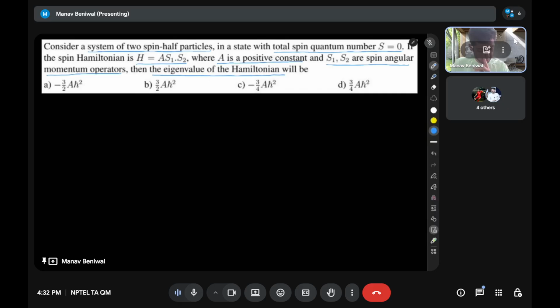First, we are given a system of two spin half particles. So we have two particles, and spin half means they have two possible values: they can be either up or down. The next thing given is that the total spin quantum number S is 0. So if we add them up, we should get 0. If one is up, the other should be down, and if one is down, the other should be up. Finally, the Hamiltonian looks like this, where A is some constant, and S1 and S2 are spin angular momentum operators, and we are asked for the eigenvalue of this Hamiltonian.